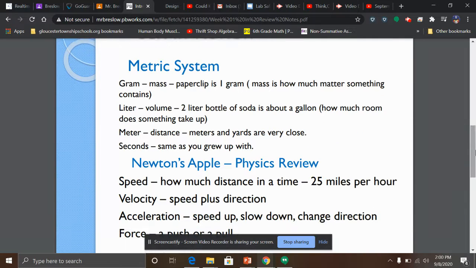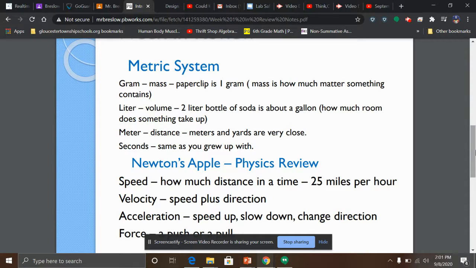In the metric system, we have the gram, which is the unit of mass. It's how much matter something contains. A paper clip is 1 gram. You heard me use kilogram and milligram, some of the prefixes. We'll get into those at a different time. A kilogram is 1,000 grams, a pretty big unit. Then you had the liter, which is volume, how much room something takes up, like a 2-liter bottle of soda, give or take, close to a gallon.